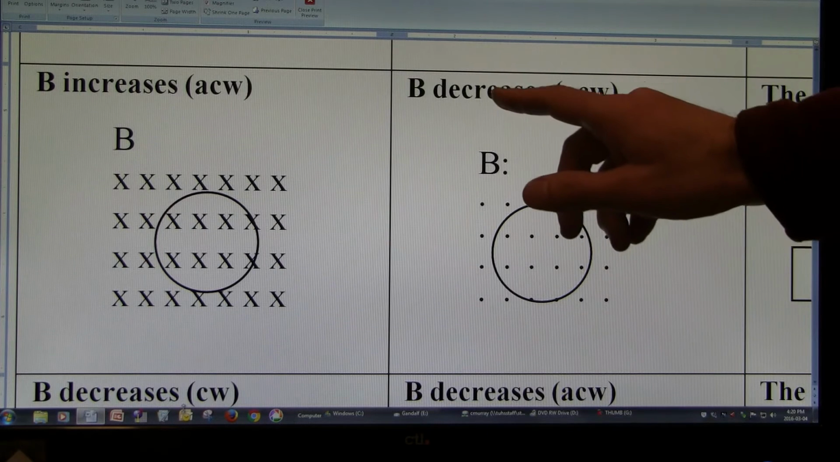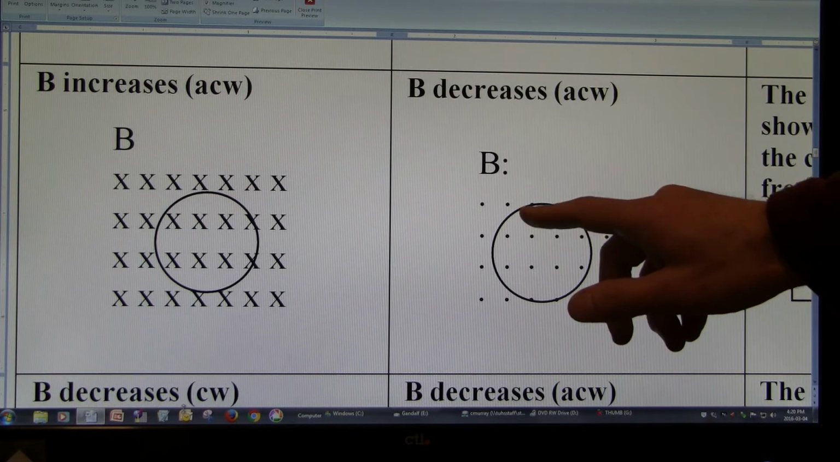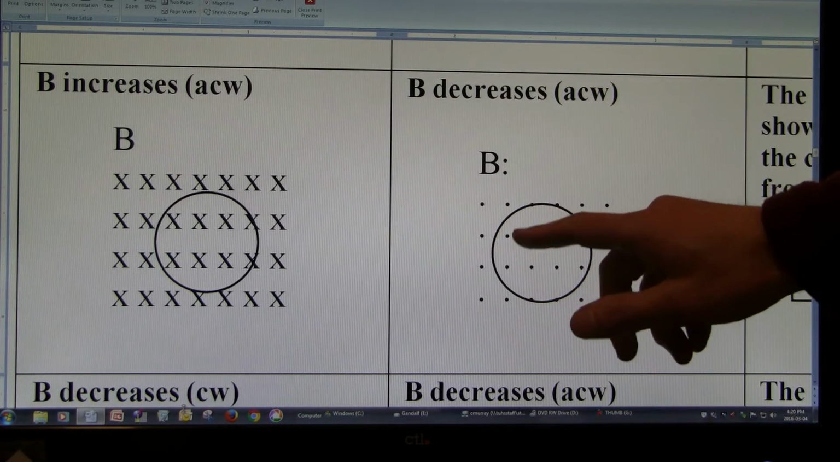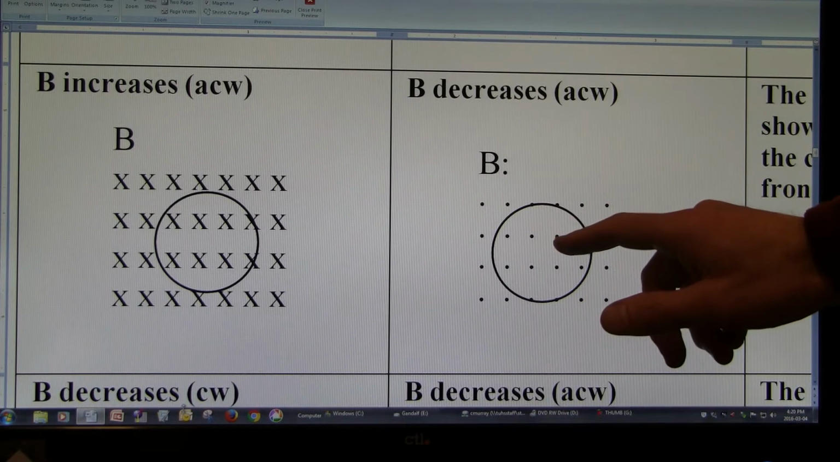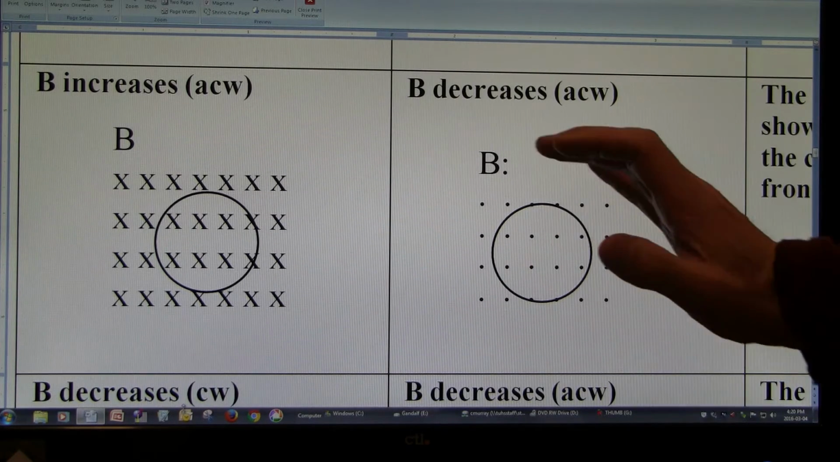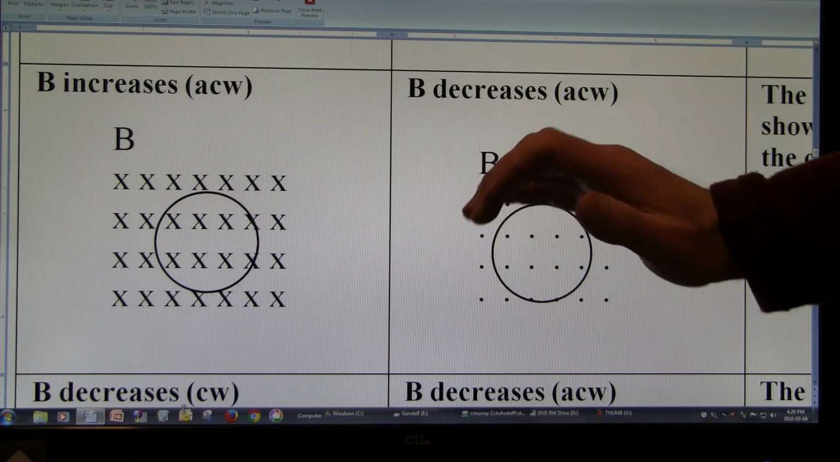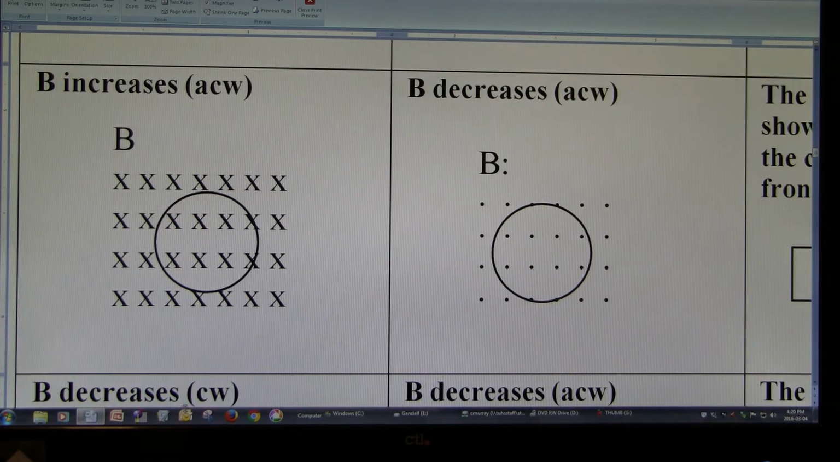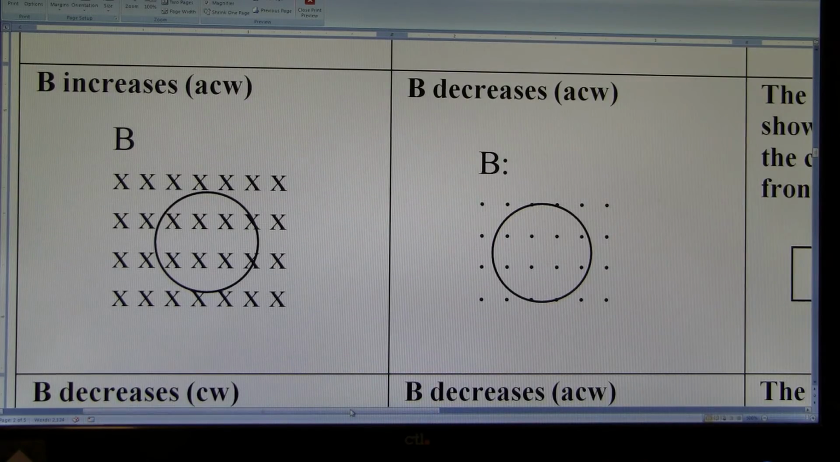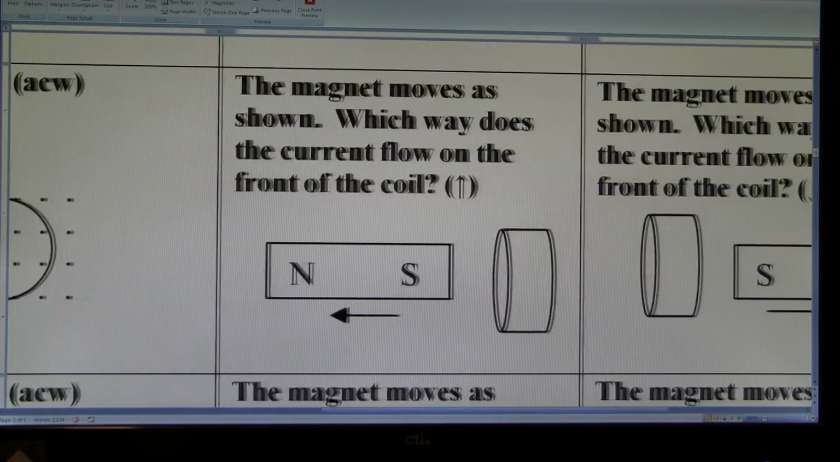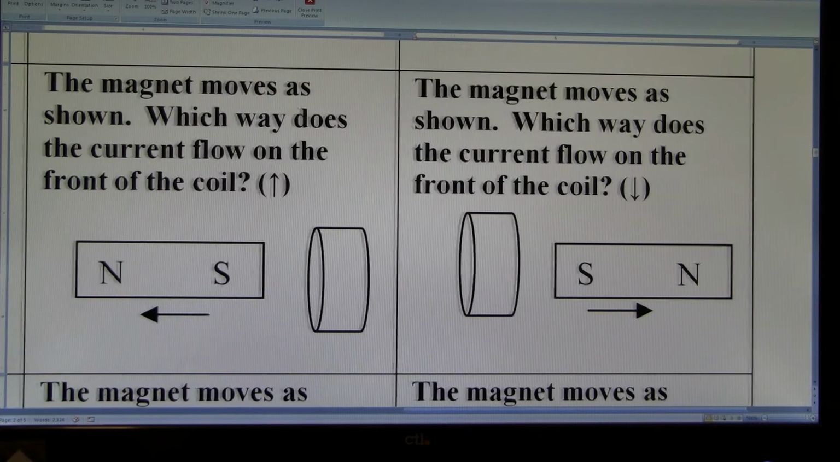Here we are decreasing the magnetic field. So therefore we're losing flux out of the page. If you lose flux out of the page, what do you do? Well, you replace it. So in this case, we're going to go anti-clockwise to replace that flux. Remember, you got a 50-50 chance. So if you start making mistakes, always make an even number of mistakes. All right, here we go.